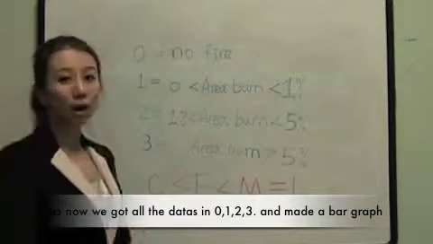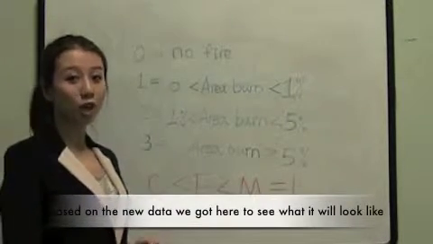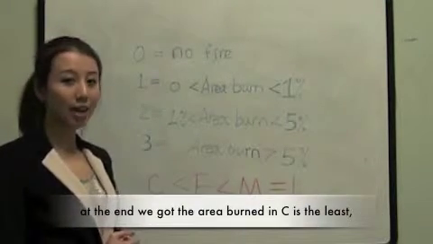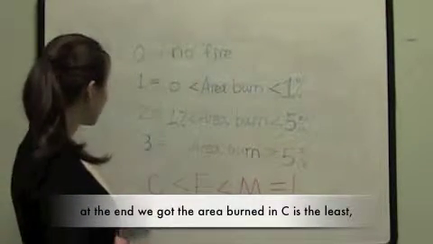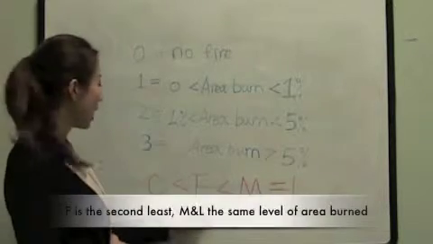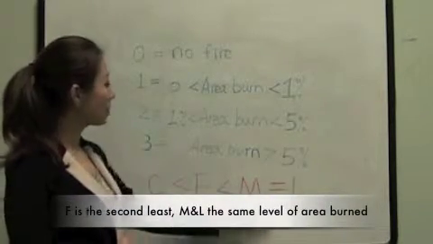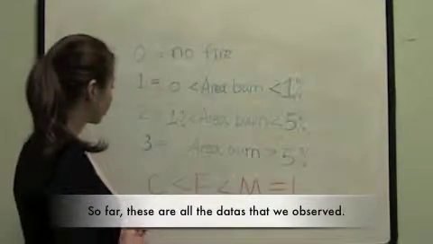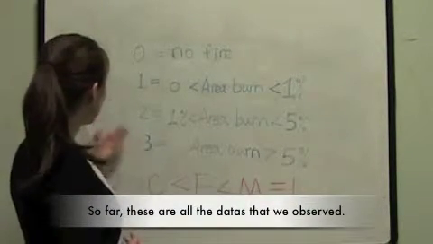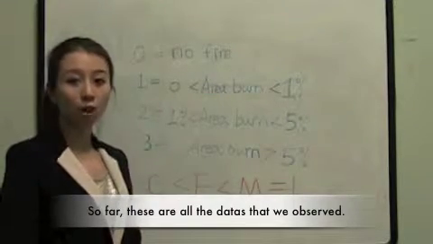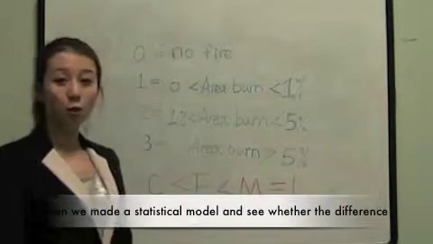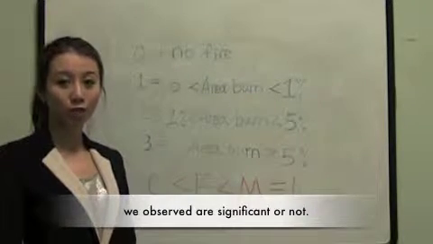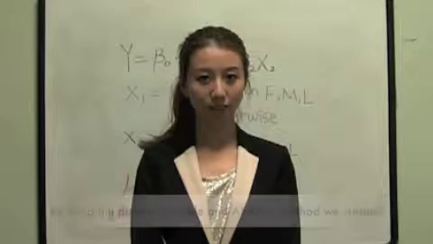And we made a bar graph based on all the new data we got to see what it will look like. In the end, we got the area burned in C is the least, F is the second least, and M and L have the same level of area burned. So far, those are all the data that we observed. Then we will make a statistical model to see whether the difference we observe is significant or not.